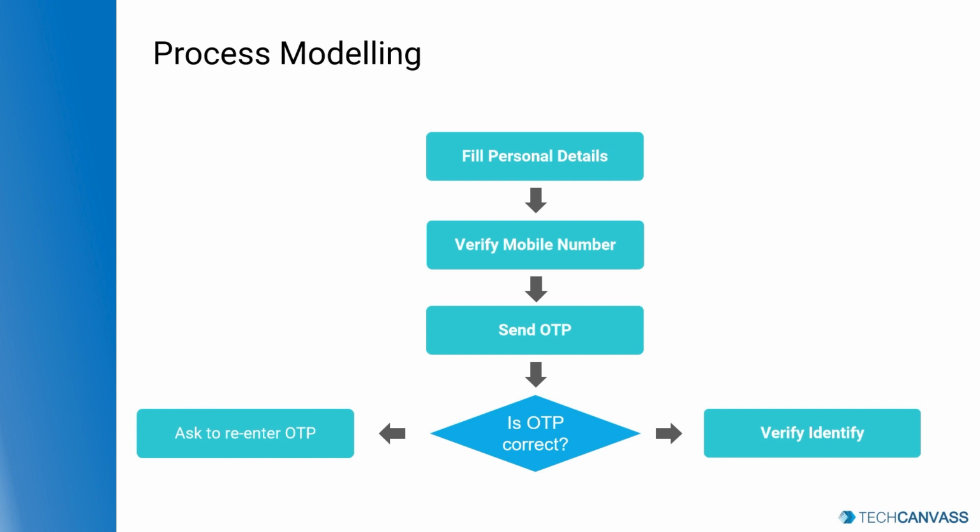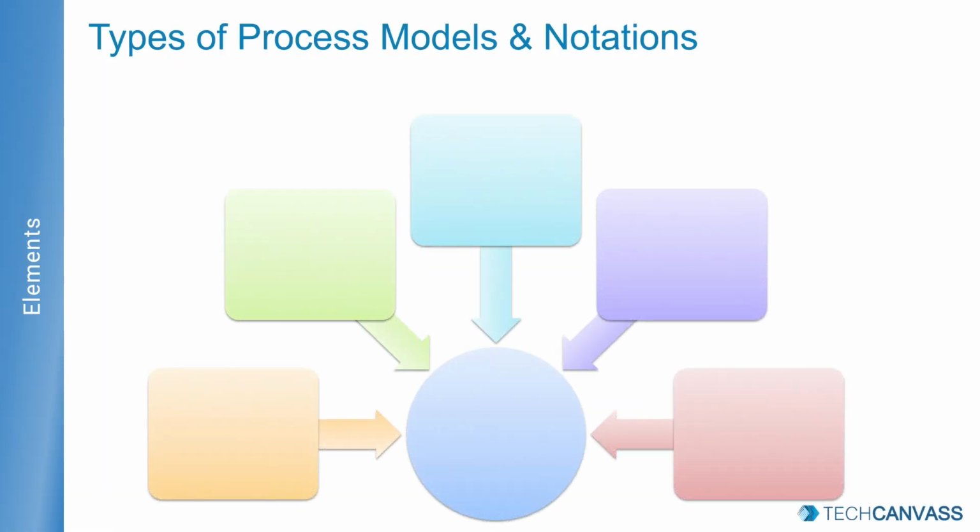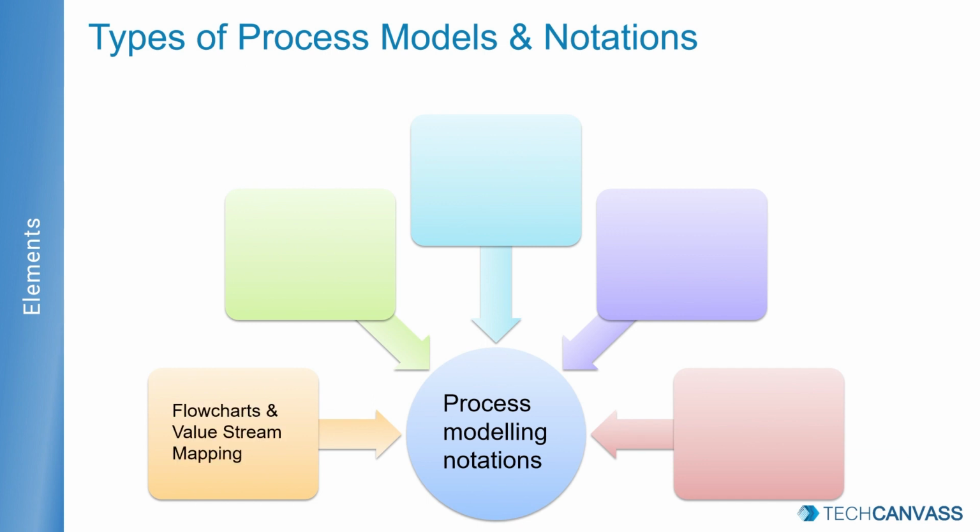Having these capabilities of showing steps and scenarios makes process modeling one of the most powerful techniques in the software development domain. As mentioned earlier, process modeling is used to refer to a set of techniques with similar capabilities. Let's look at these specific process modeling techniques. First one is flowcharts and value stream mapping. This is used to model processes for businesses and to be shared with the business stakeholders.